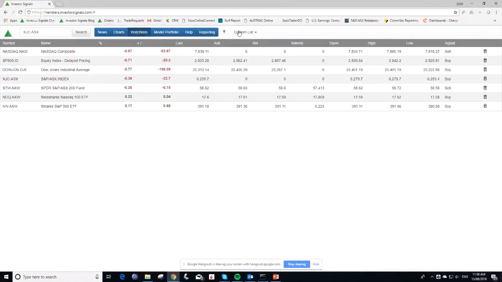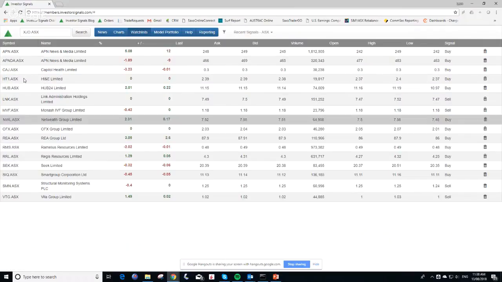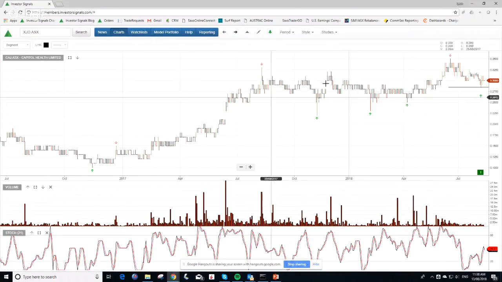Okay, so now what we do is click on watch list. We go down here, select recent signals, and let's just move through these. So APN News, we've got a higher high, higher low formation, support here around 240. It's not a stock that we're really active in. Capital Health, same thing, moving up to a higher high, higher low, support here around 28 cents, but not a stock that we're active in.